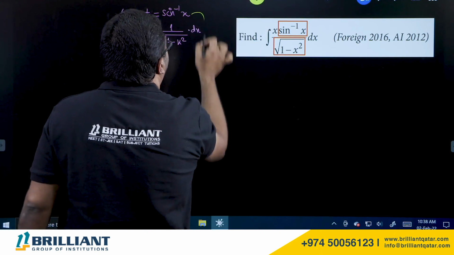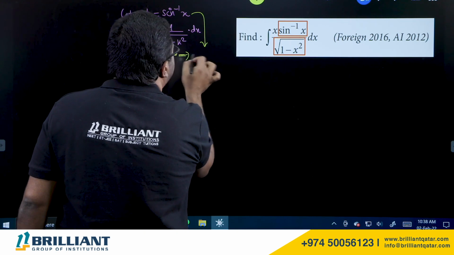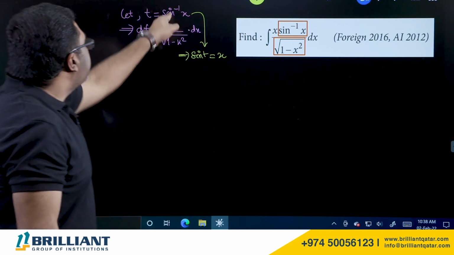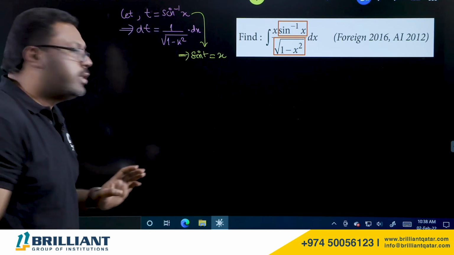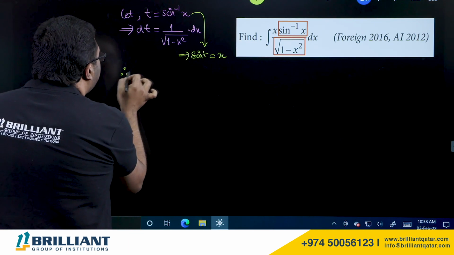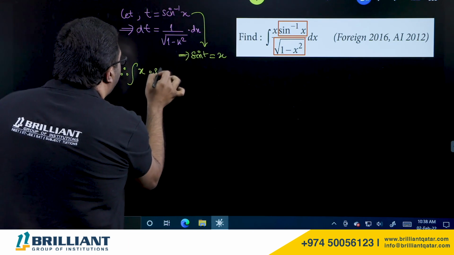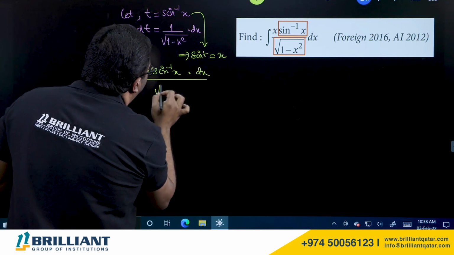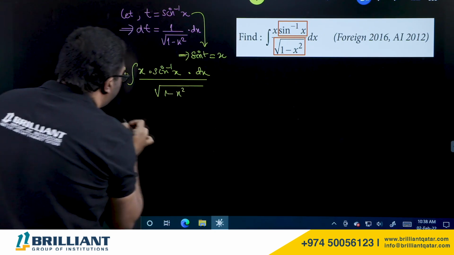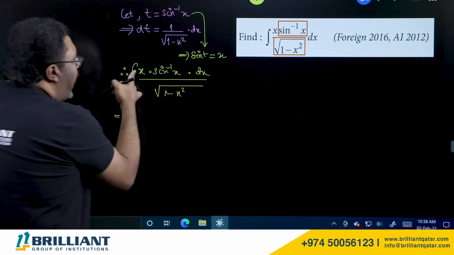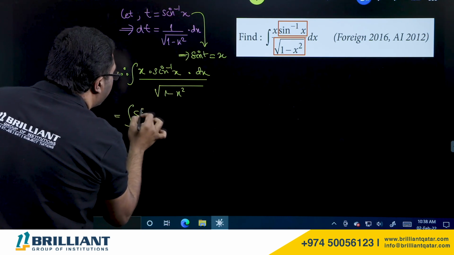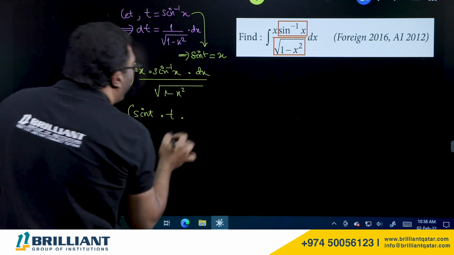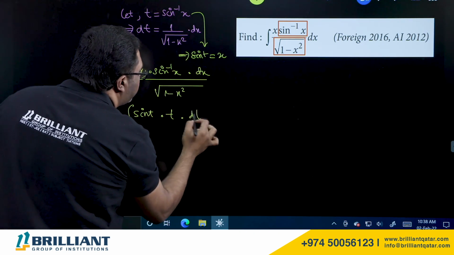So from this we can say that sine t is equal to x. What is it? Sine inverse. So sine t is equal to x. So what is going to be the answer? Therefore, my integration question, x into sine inverse x into dx by square root of 1 minus x squared is now going to be: x is going to be sine t, and sine inverse x is going to be t, and dx by root of 1 minus x squared is going to become dt.